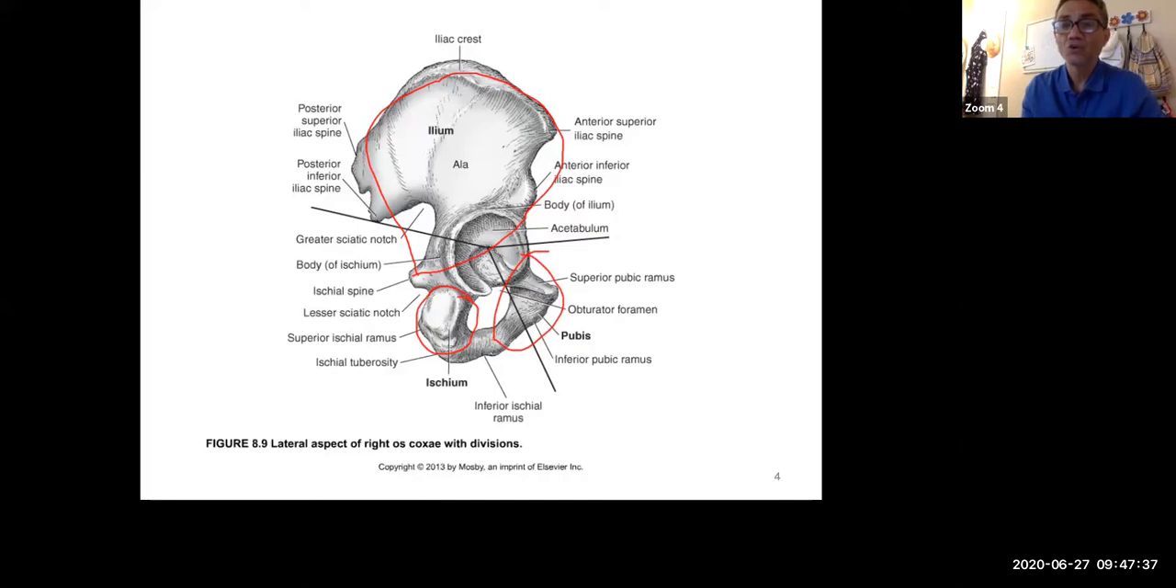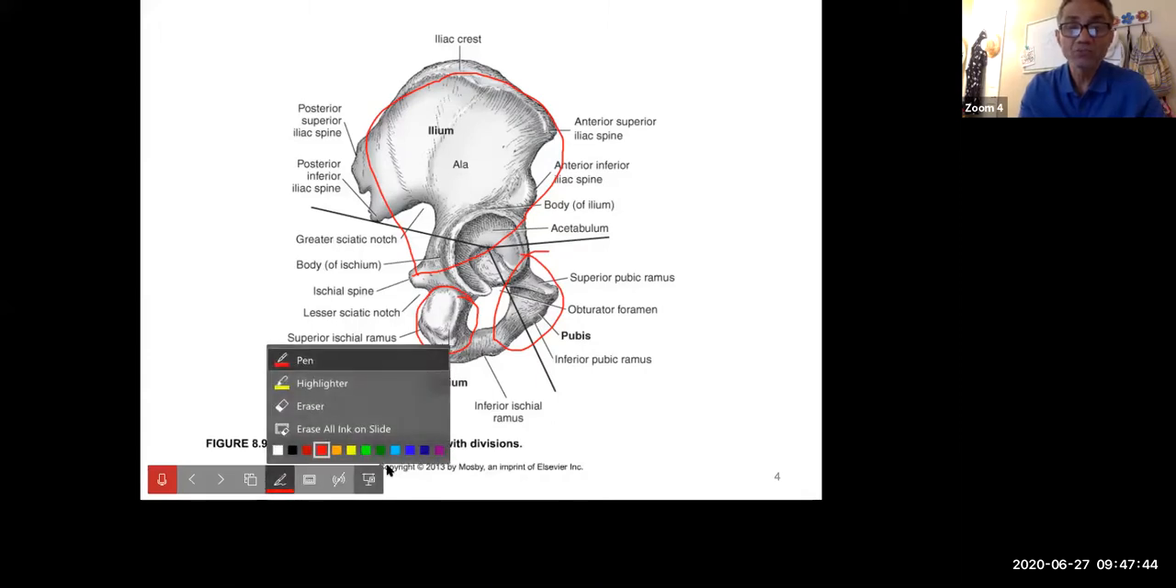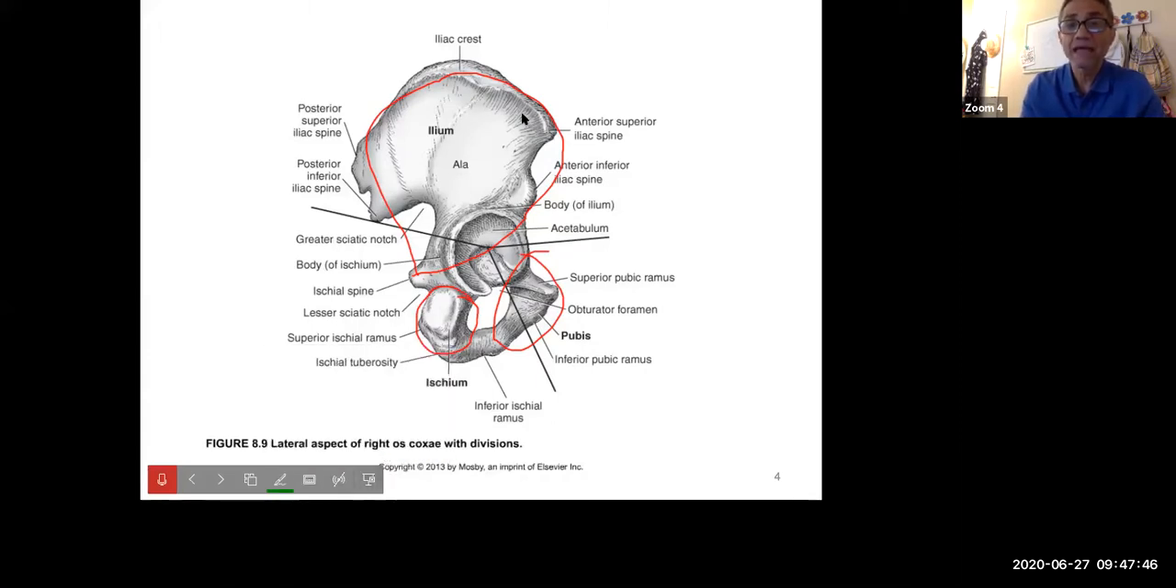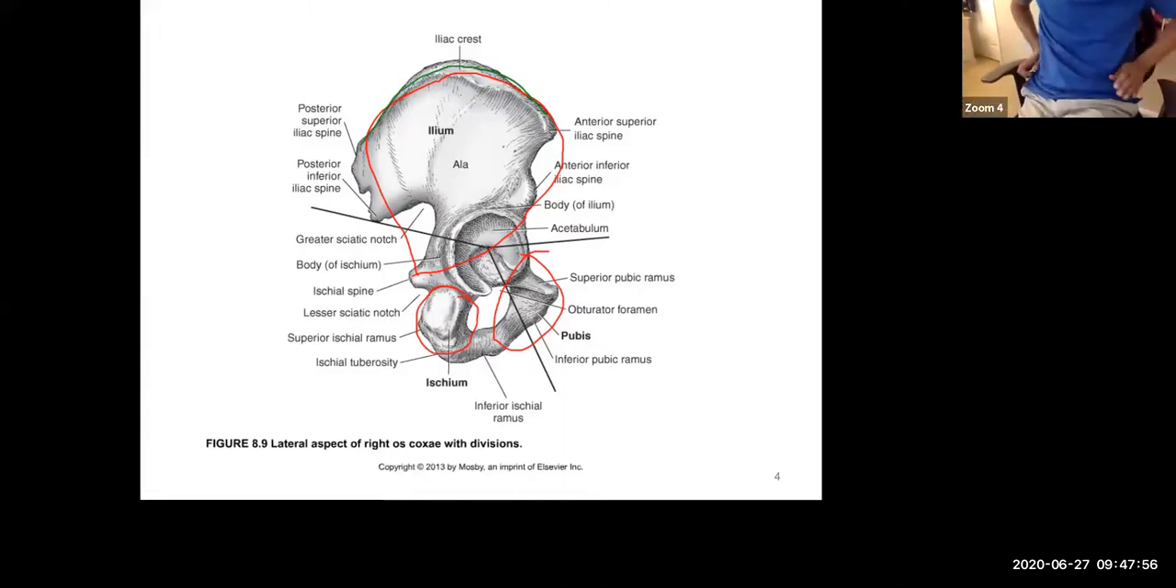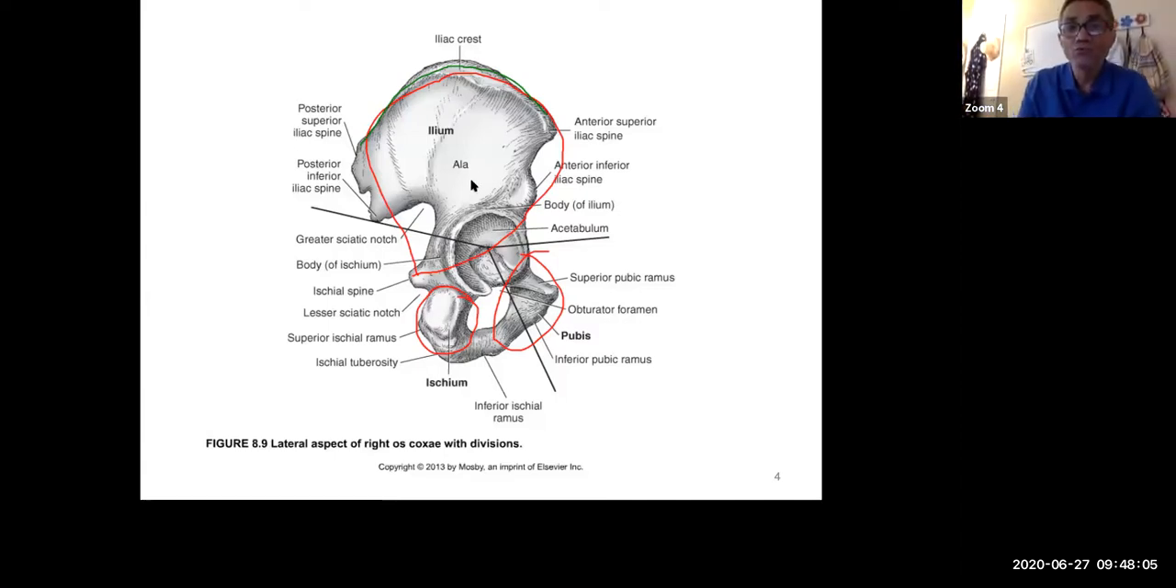You will need to know the landmarks for each one. If you look at the ilium, which is the most superior, it has a sharp superior margin like this, and that will be your iliac crest. So if you put your hand on your hip over here exactly, basically you are palpating your iliac crest.